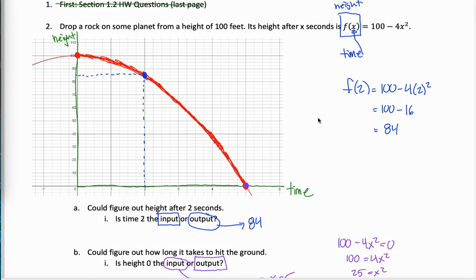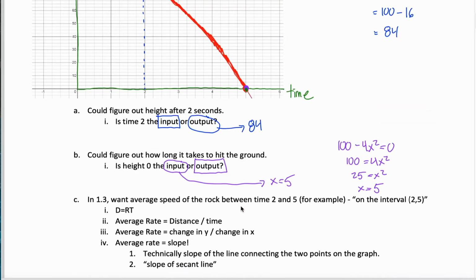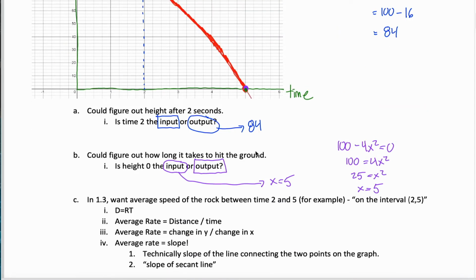So a typical question in this section might be, find the average rate of change of this function from, I don't know, 2 seconds to 5 seconds, the 2 points that we've talked about so far. All that's asking is, what is the average speed that this rock is traveling between this point right here and this point right here? So the first comment I want to make is when you're asked average rate of change questions, you'll always be given 2 different times, time 2 and time 5 in this example.